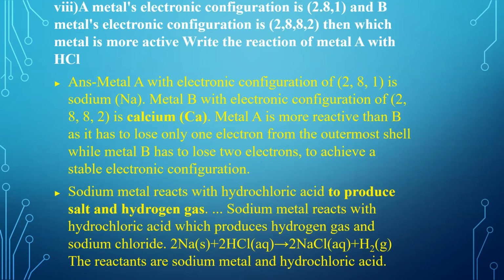Now see, sodium metal reacts with hydrochloric acid to produce what, students? Salt and hydrogen gas. Sodium metal reacts with hydrochloric acid to produce hydrogen gas and sodium chloride. That is 2Na plus 2HCl, 2 sodium plus 2 hydrochloric acid aqueous solution will give us 2NaCl, that is sodium chloride, plus H2 gaseous, meaning hydrogen gas is released. The reactants are sodium metal and hydrochloric acid. Okay, students?